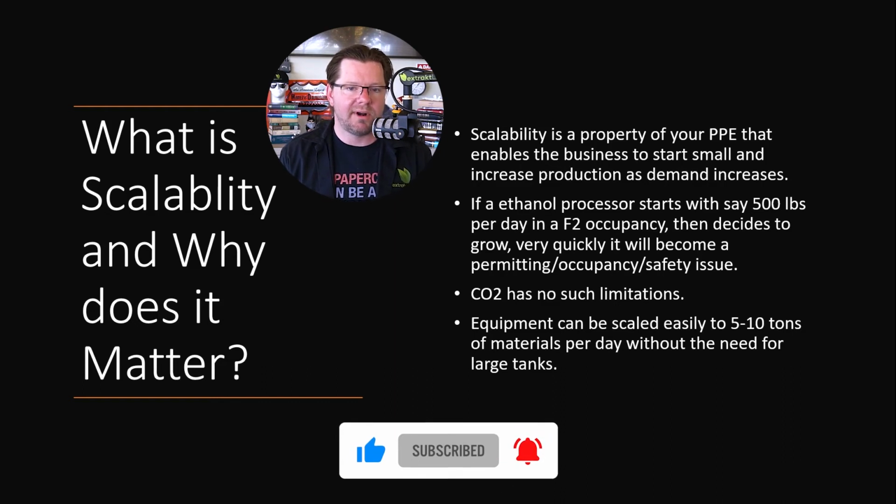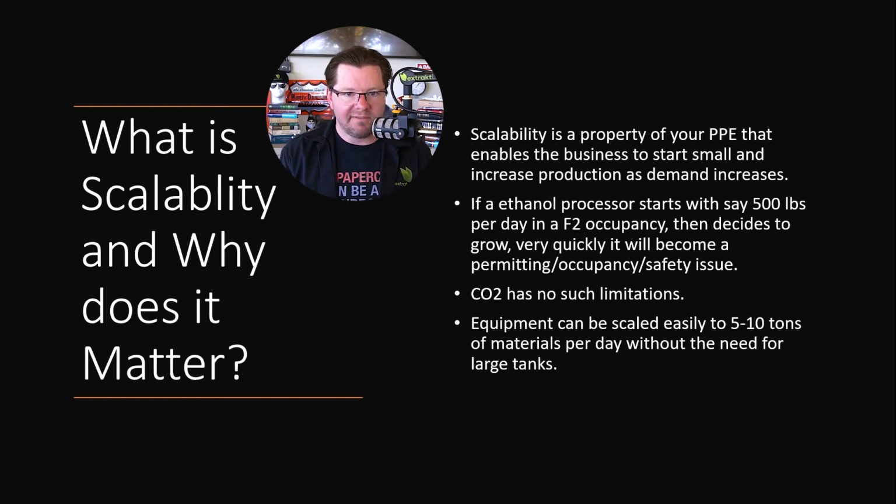If an ethanol processor starts off with, say, half a ton a day, for example, or 500 pounds per day in an F2 occupancy building and then decides it wants to grow and add more and more, very quickly it'll realize that it's running into the limits as to the amount of solvents it can have in the building. A lot of people just skirt the issue and they just run anyway. Well, they're going against the permitting issues, safety issues. If they get caught, obviously that's an issue, and insurance is also an issue.